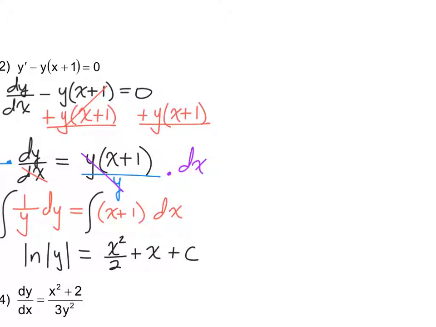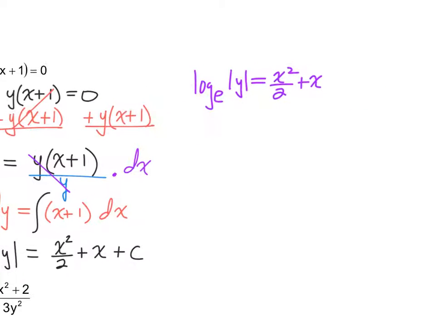Where did the absolute value of y come from? That's part of the rule. Oh, okay. All right, I'm going to rewrite the natural log of y as log base e of the absolute value of y. Do we not have a c value with our antiderivative of 1 over y? You do, but when we bring it over to the other side, it's like one combined constant. Yeah, exactly. So x squared over 2 plus x plus c.